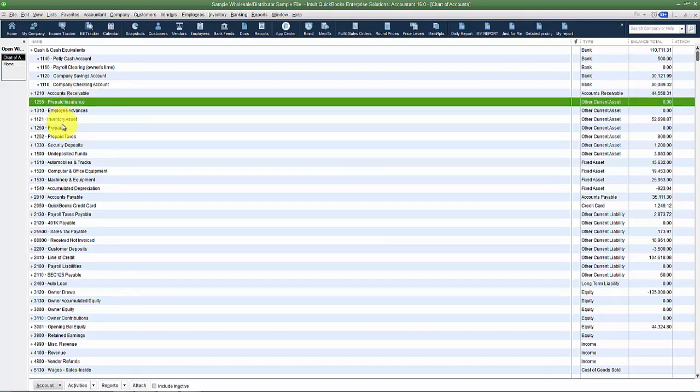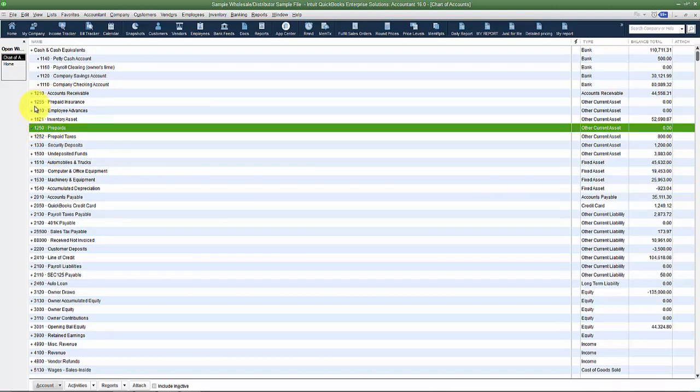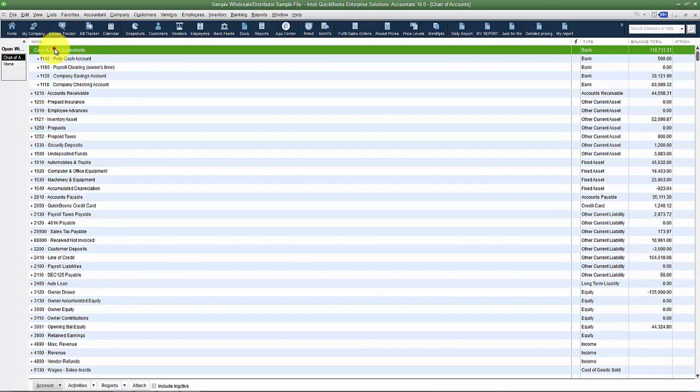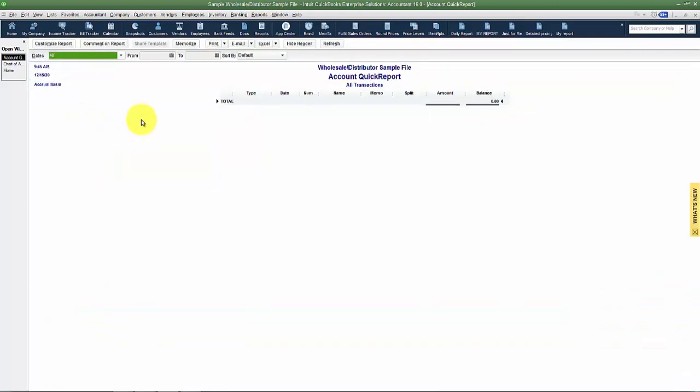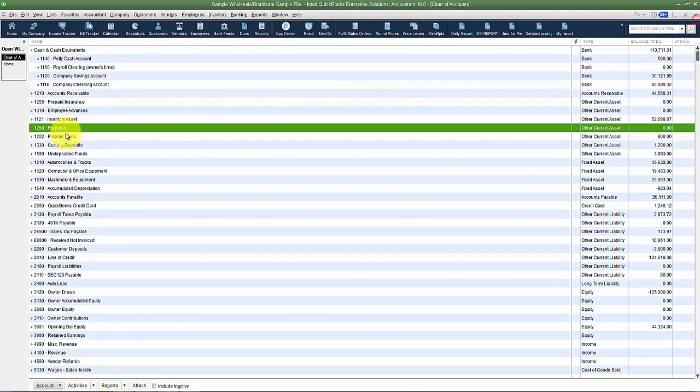Okay, going down into the other current assets area. So we do already have an account set up for prepaids here. Now, if you post anything, you never want to post anything to the header account, right? So let's do a quick report on this. There's nothing posted to this account, so I can make this my header account.